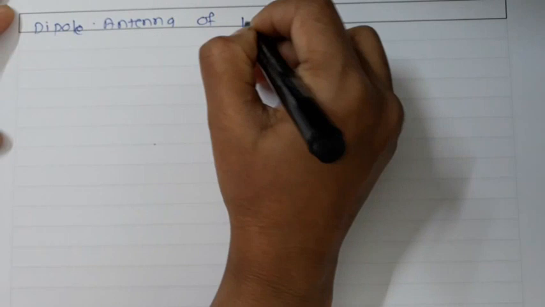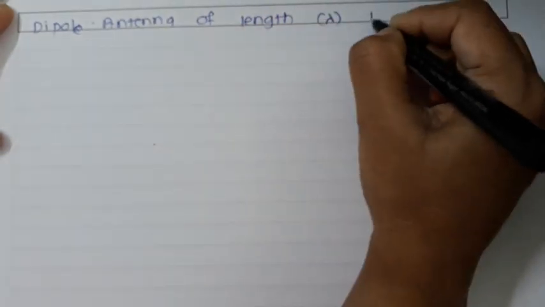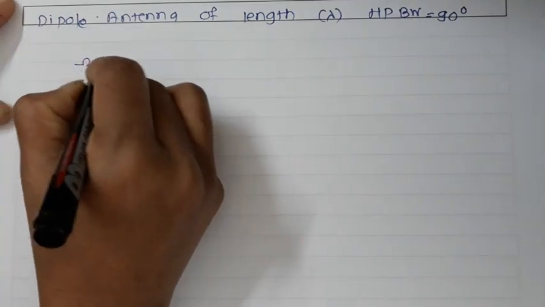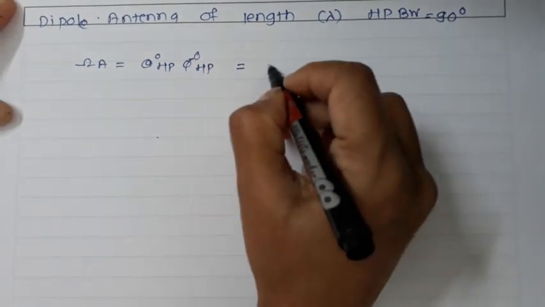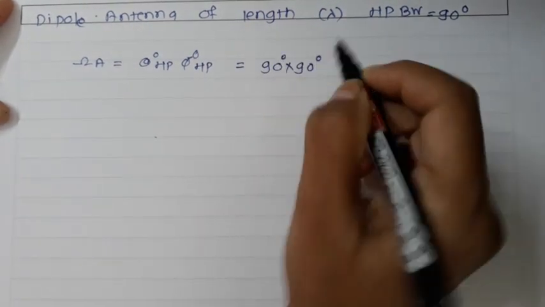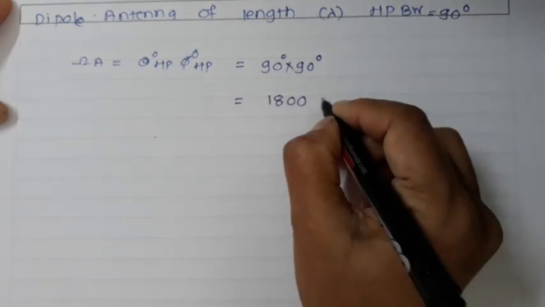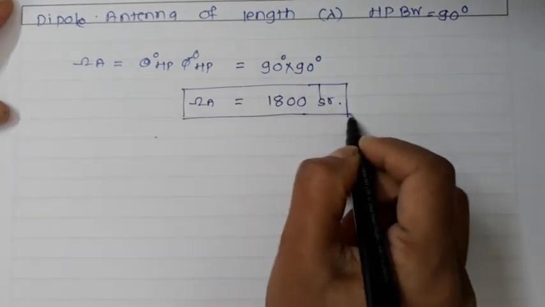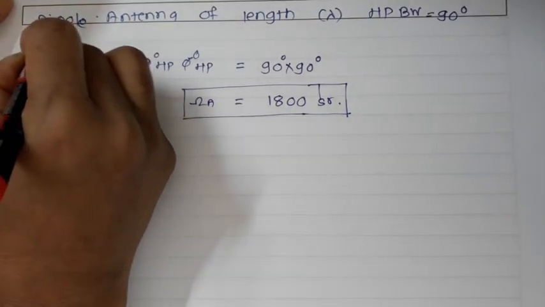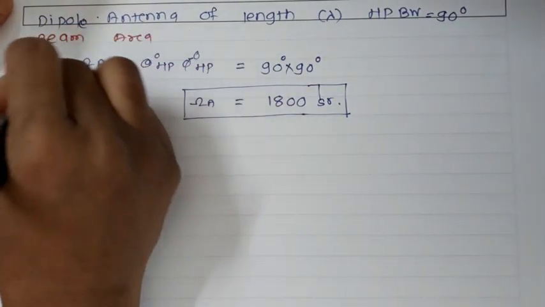So dipole antenna of length lambda. Now here we have observed that the half power beamwidth for this antenna is 90 degrees. Now let us calculate the beam area here. So beam area is equal to theta half power into phi half power, whereas we can see 90 into 90 degrees, which is 8100, and the unit will be steradian. So omega A, or the beam area, you can say is 8100 steradian. So I have calculated the beam area.